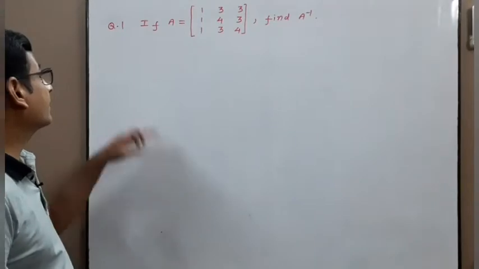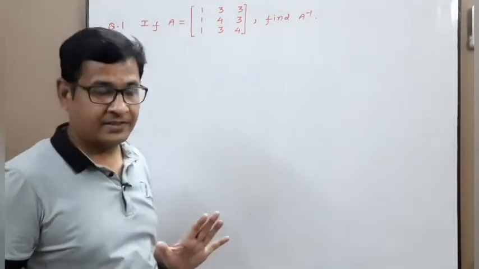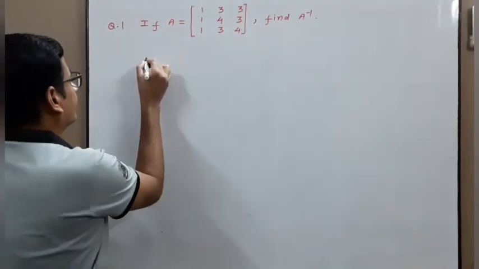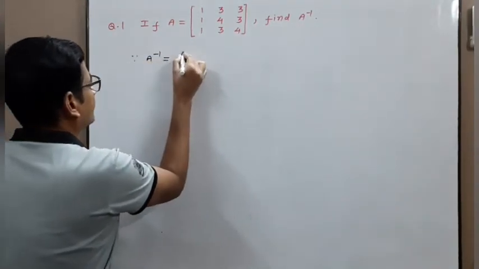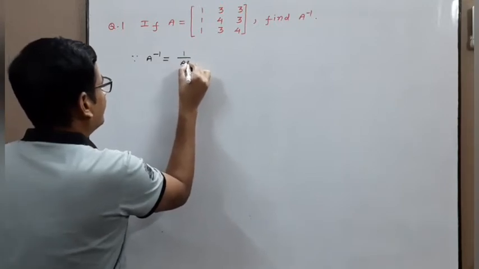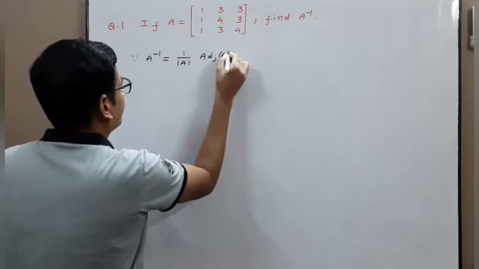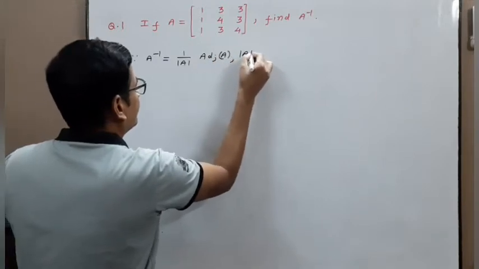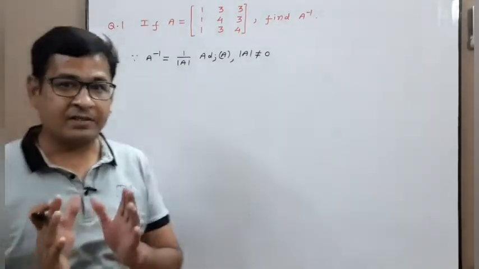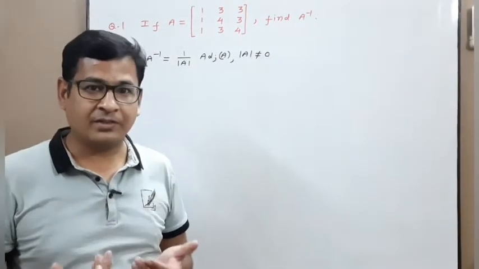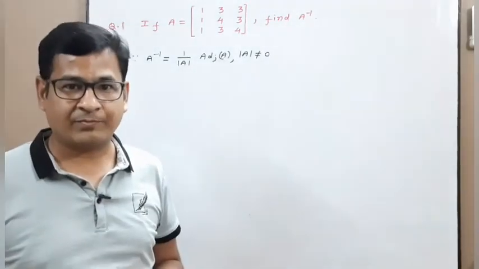Question number 1. If A equal to this, find A inverse. Since A inverse equal to 1 upon determinant A into adjoint A, where determinant A not equal to 0. तो सबसे पहले आपको डिटरमिनेंट ए की वैल्यू निकालनी और चेक करनी है वो जीरो तो नहीं है. If determinant A equal to zero then A inverse does not exist.